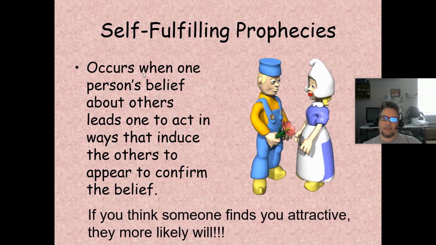All right. And self-fulfilling prophecies. This kind of has to do with the way that we treat each other. It occurs when one person's belief about somebody else leads them in a way to confirm that belief. So if you think somebody's going to find you more attractive, they most likely will. If you think somebody's going to be aggressive or mean to you, they probably will. And a lot of that is the way that you come at them. If you think somebody's going to be mean to you and you start off defensive and snippy, then they're much more likely to be mean to you, which becomes what we call here a self-fulfilling prophecy.